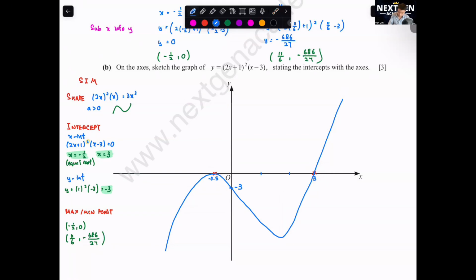Okay, so you can label this down. This one is 11/6, -686/27. This one is not required for you to label down, but you will need to use it for the next one.